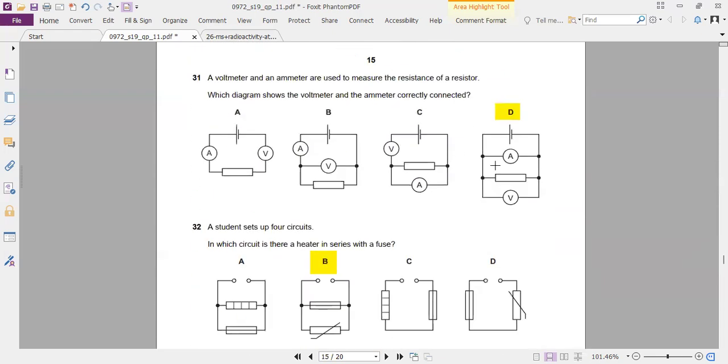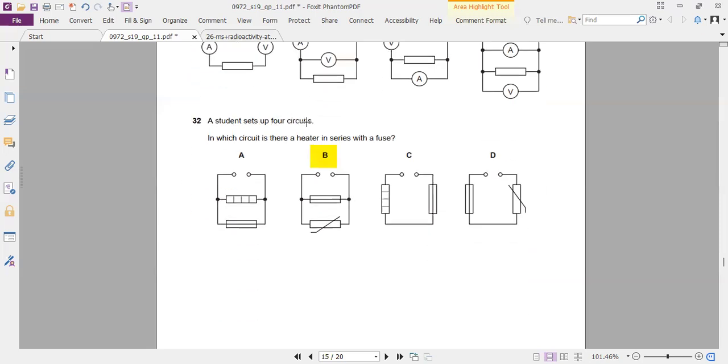Ammeter correctly connected here and voltmeter here. No, doesn't look right. Which line shows the voltmeter used to measure and the ammeter connected? No, this is not right. So it's this. Apologies. Okay, 32.